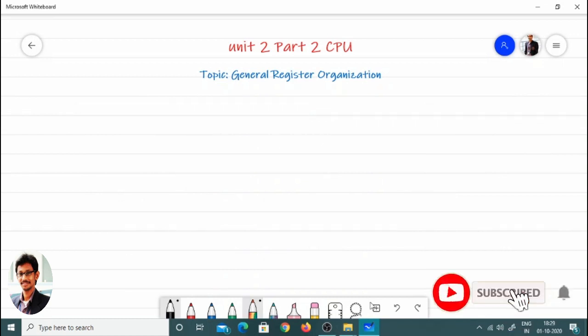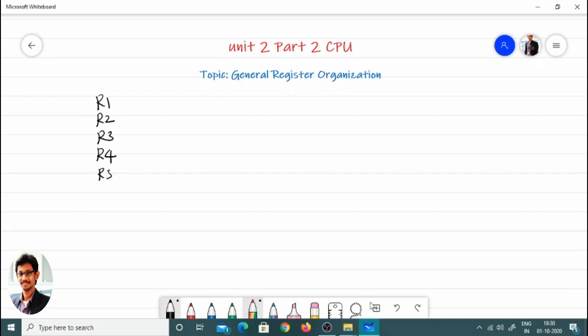Now let us see a bus organization for 7 CPU registers. First we take 7 registers R1, R2, R3, R4, R5, R6, R7. These are the 7 registers used in this particular organization.